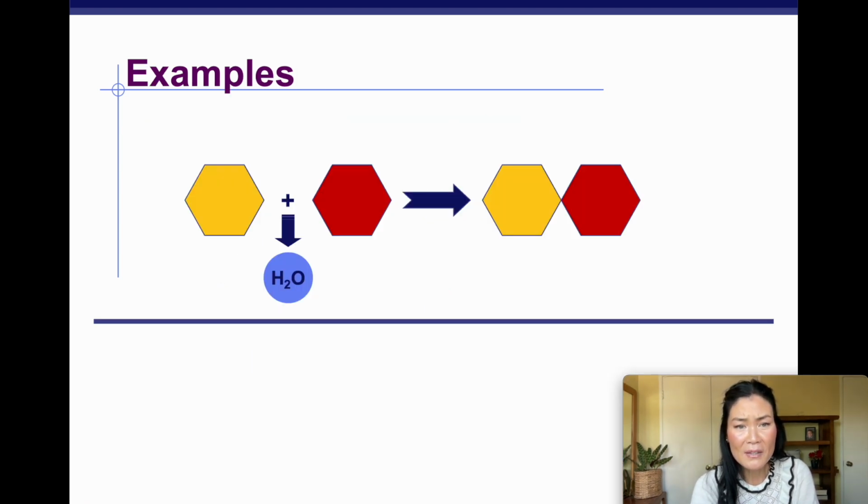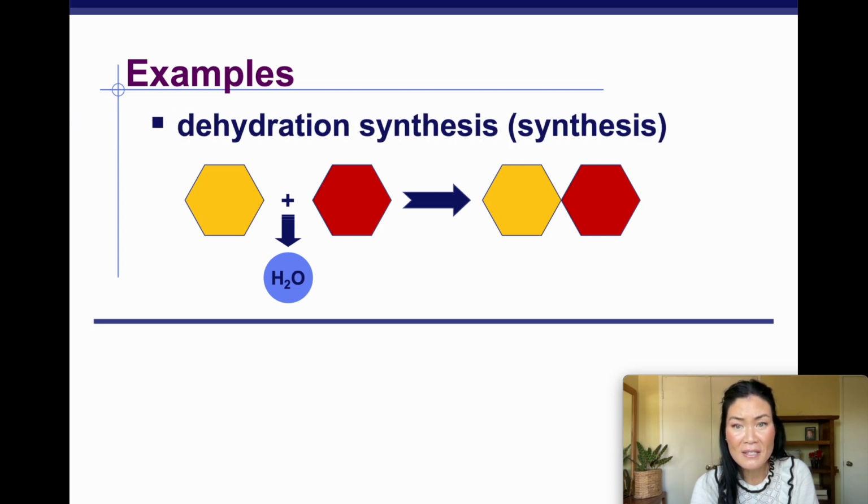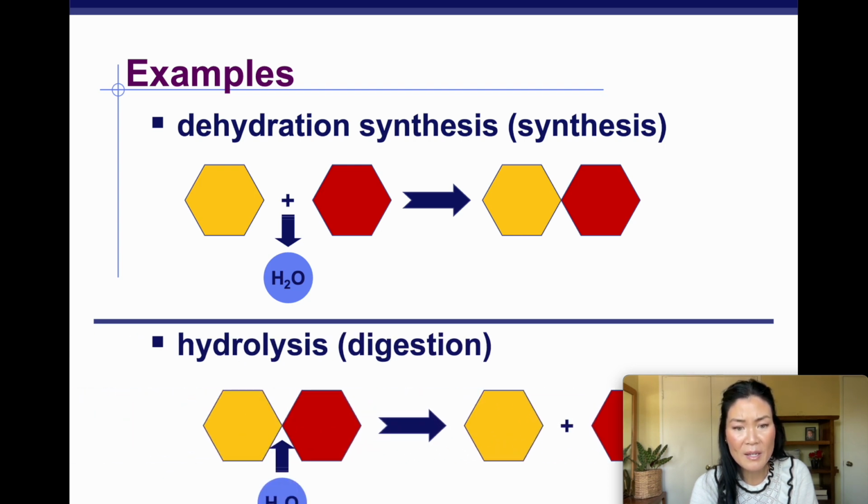So once again, this top reaction is going to be dehydration synthesis. We're building, in this case, a disaccharide. So this is an anabolic reaction, okay? Whereas hydrolysis, we're breaking bonds, right? We're using water to break bonds, and that's called a catabolic reaction.